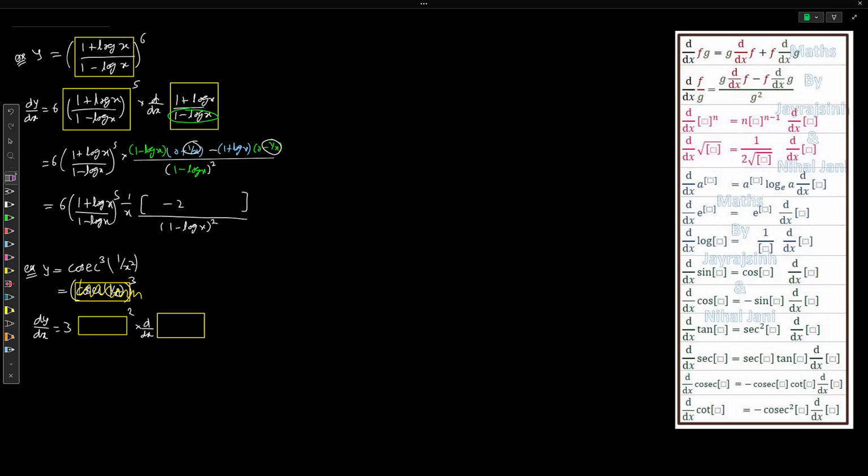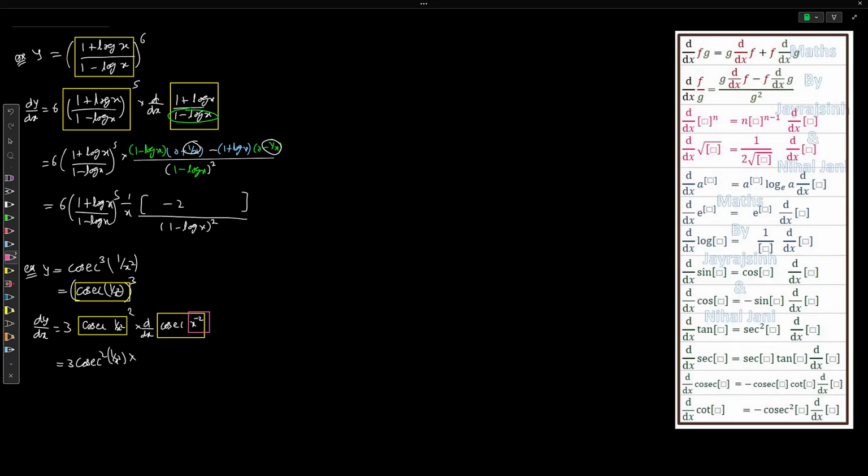Now what we have within the box? Cosec 1 upon x square. 1 upon x square is x raised to minus 2, no difficulty, right? So now this 3 cosec square 1 by x square will be as it is, differentiation of cosec 1 upon x square, x raised to minus 2. Tell me, what will we do here? X raised to minus 2 is your inner function.